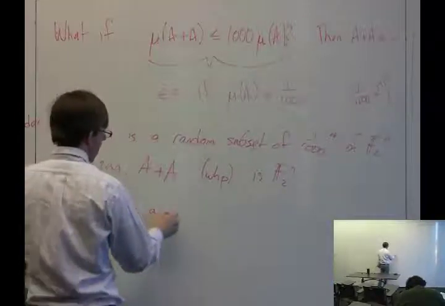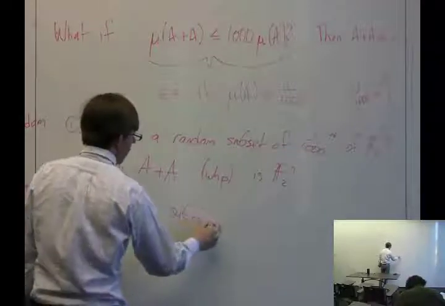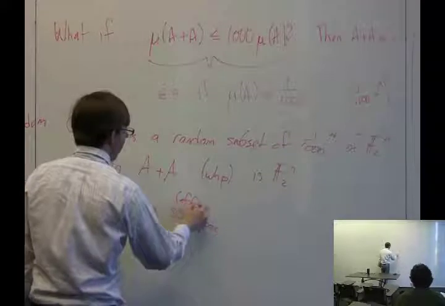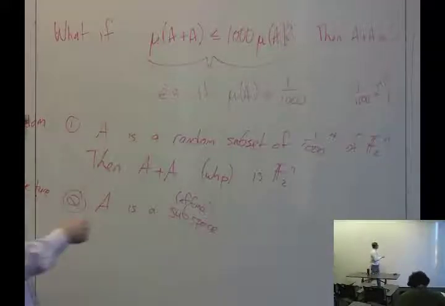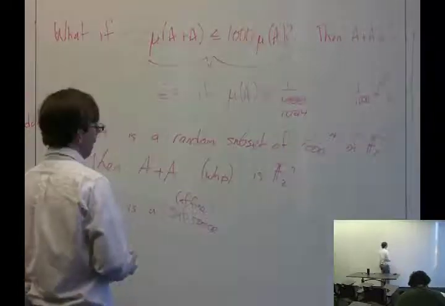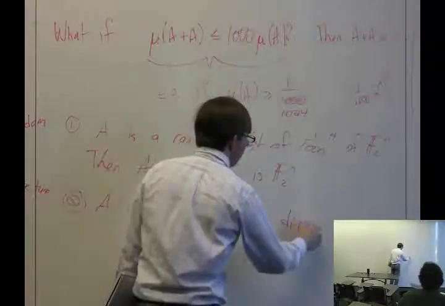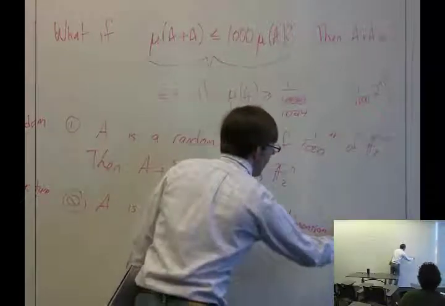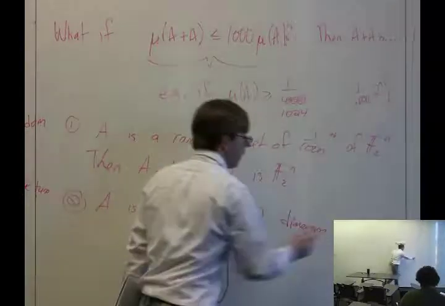So A is a subspace, maybe even an affine subspace. And what would the dimension of it be if its volume were 1/1,000? Well, let's change this slightly to 1024. So then it could be of dimension n minus 10. I claim that a subspace of dimension n minus 10 has density which is like 2 to the minus 10.